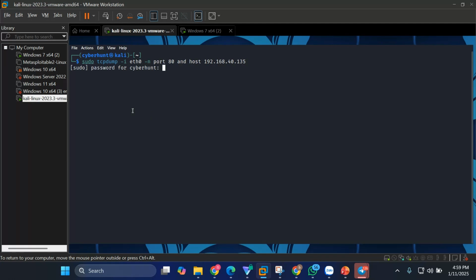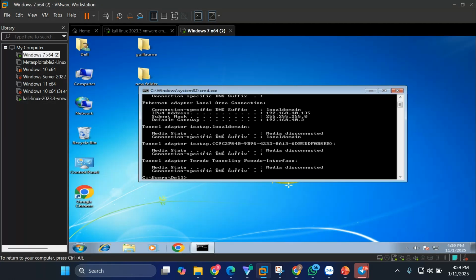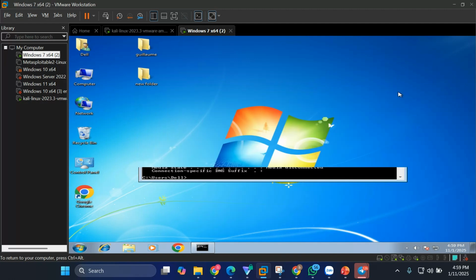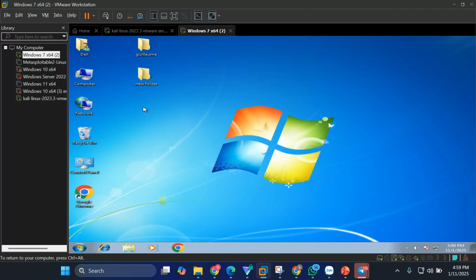It asks for my password. I give it the password and then I hit enter. And now you can see that it says listening on eth0, link type. We are done. The next thing we want to do is come back to our Windows operating system here. What we have basically done is we are now in that system, pretending to be the router, meaning that any conversation between the router and the Windows operating system, we are going to intercept it.